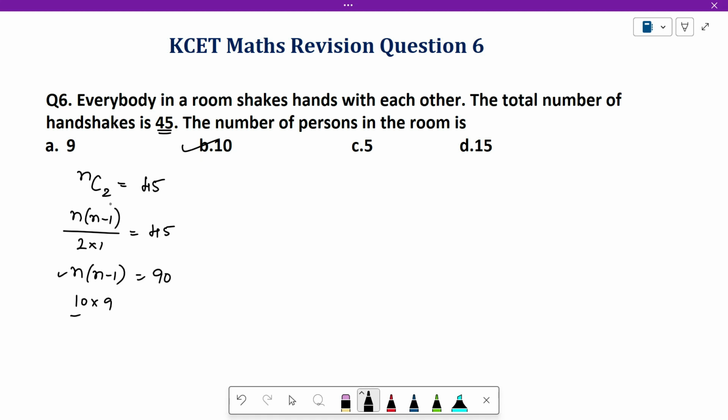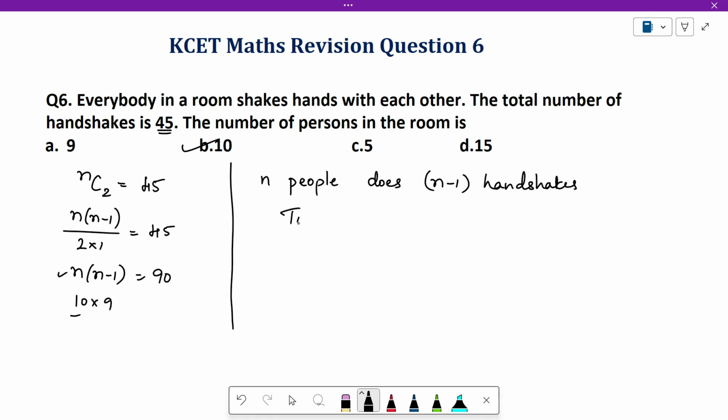Another way, wherein you do not use this formula, is that if there are n people, every person does n minus 1 handshakes, right? Because every person in a party, you go to a party, you shake hands with all the other people in the party. So if there are 10 people in the party, each person does a handshake with all the remaining 9 people. So if there are n people, there will be n minus 1 handshakes that every person does. So the total number of handshakes will be each person into the number of handshakes.